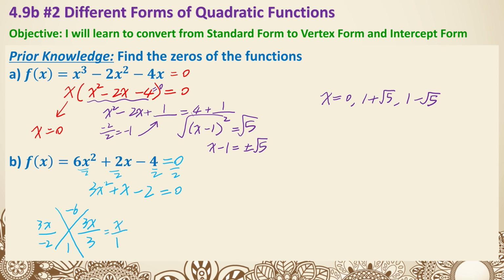That one can be simplified to x over 1. So 3x minus 2 times x plus 1 equals 0. Our zeros would be, that one gives us 2/3, and that one gives us negative 1. There you go. That's question B.